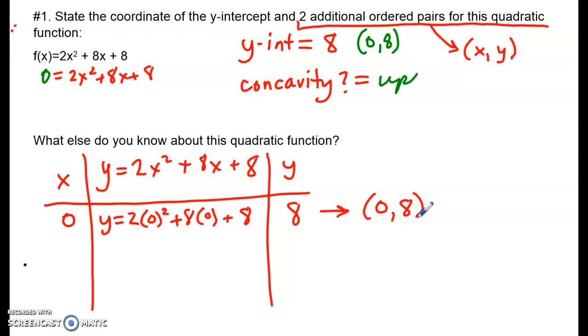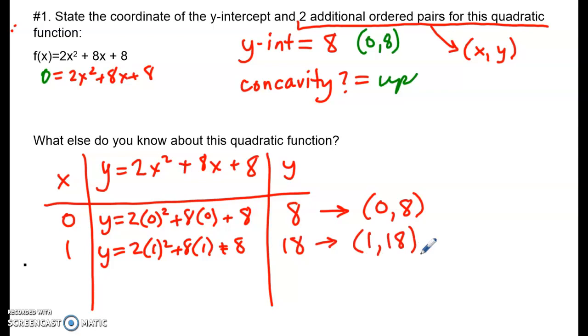And then you can pick any other number. You could pick 2000 to put in for x if you want, any number. The next easiest number would probably be just a 1. So let's put a 1 in for x. Again, you could probably do this math in your head. 2 times 1 is 2, plus 8 times 1. So we're at 10, plus 8, 18. So our ordered pair here is 1 and 18.